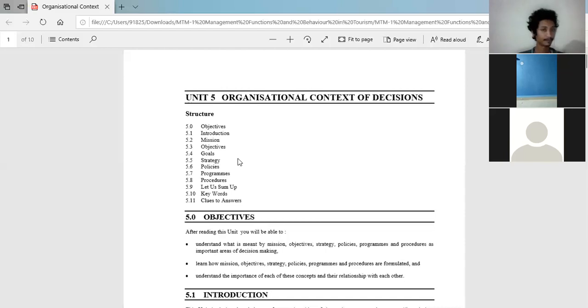You understand, right? So here you just have to remember this: mission, objective, goals, strategy, policy, program, procedure. After that, you can always explain them from your own mind. But remember, write down that all should be in line as it is written in the book, one after another.